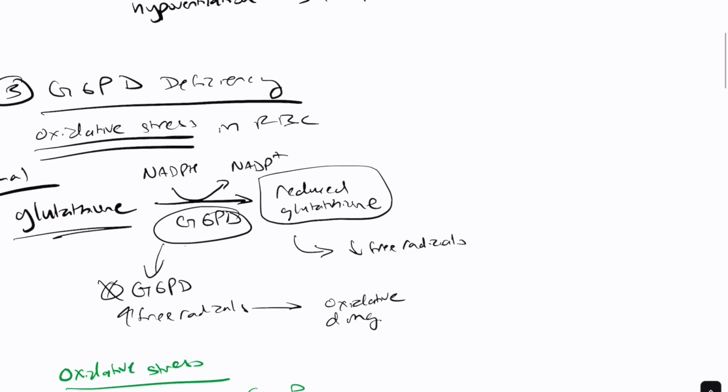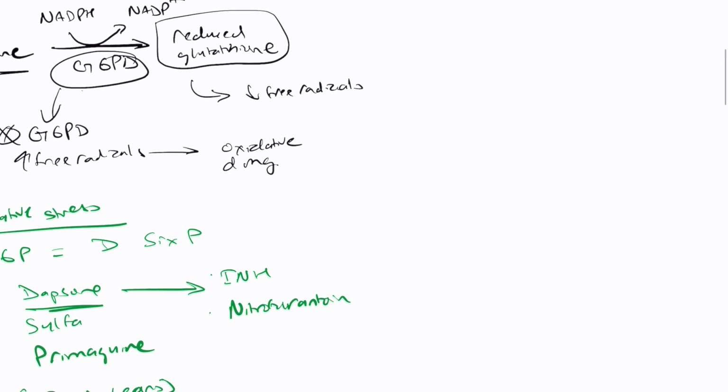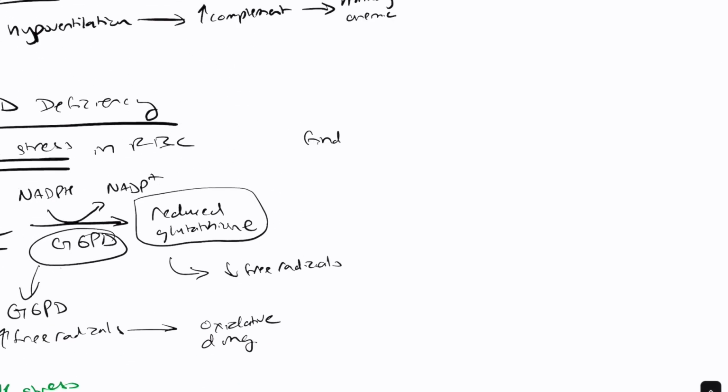So let's talk about the findings. I forgot about that. These are the classic findings, and you have to know them. They're usually pathognomonic. They'll probably ask about this in one of the answer choices, but you'll basically see Heinz bodies and bite cells.